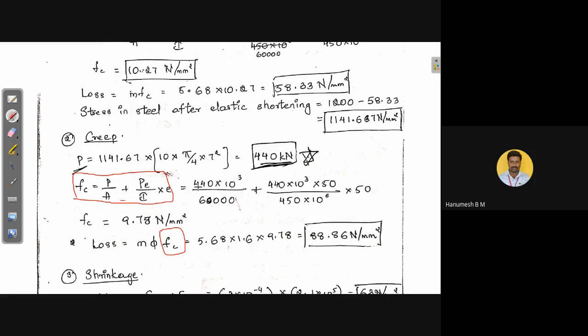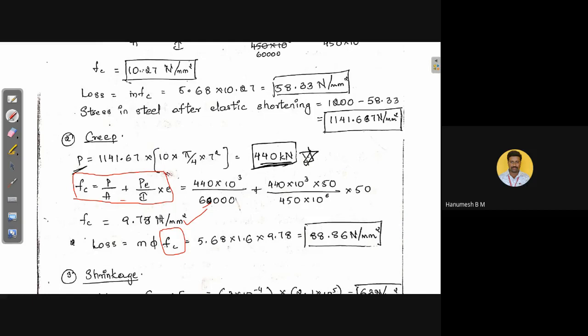Now the pre-stressing force is 440 kilonewton. 440 into 10 raised to 3 divided by area of the concrete 60,000 plus pre-stressing moment due to pre-stressing force, P into e, 440 into 10 raised to 3 into 50 divided by moment of inertia of the rectangular section. For this problem it is 450 into 10 raised to 6, into position of the steel, that is 50 mm from the central axis of the concrete. Now the FC value is 9.78 Newton per mm square. So this is the stress in the concrete at the level of steel.